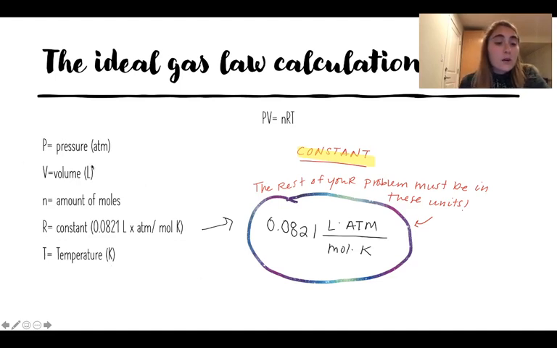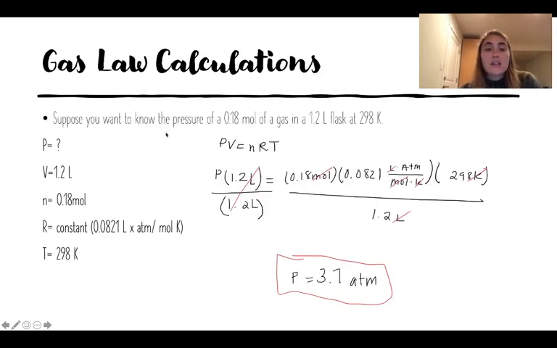So if you get a problem where volume, or say pressure, is measured in mmHg, you will need to convert this to atm before you can solve the problem, based on knowing that your constant will have these units. And you want to be able to cross out all of your units. And let me show you why. So let's look at an example.